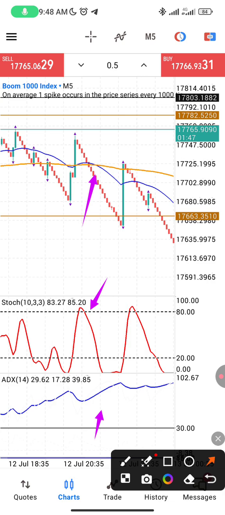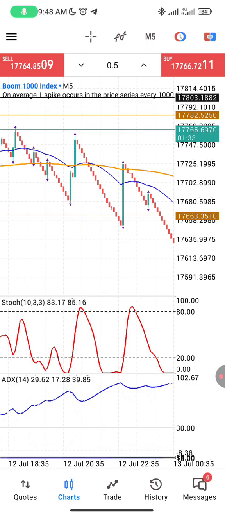So where's my SL? My SL should be above the recent high. This is the recent high, so that is my stop loss, right? Even if I enter from here, my SL should be the recent high, which is here. So you see, that is how to set your stop losses and all that. This is a very mind-blowing strategy that you don't want to miss.